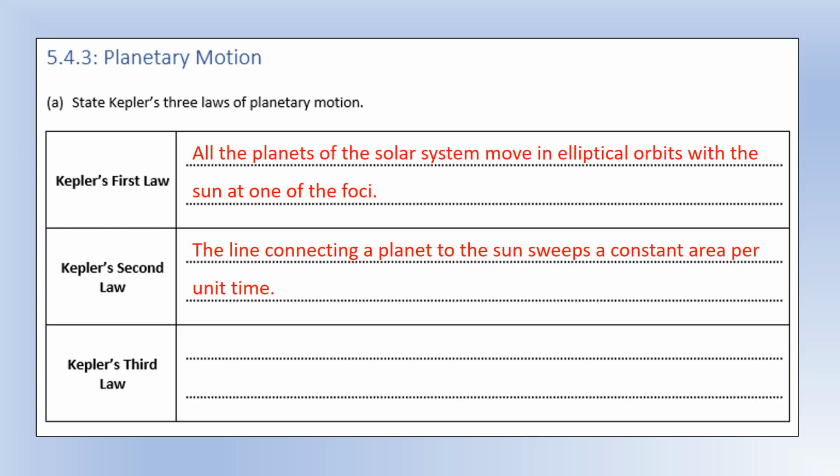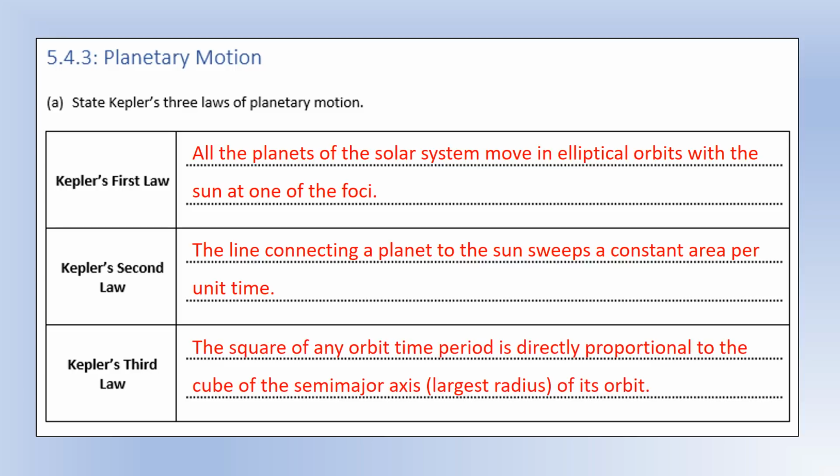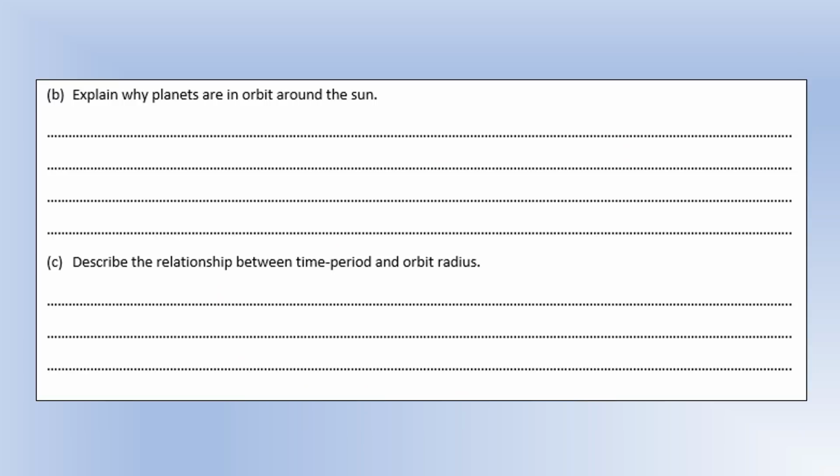The second law states that the line connecting a planet to the Sun sweeps a constant area per unit time. So you kind of have to draw a picture, so you can draw a radius, and then a period of time later, the radius will be in a different direction, and the area it's talking about is the area between the two radii. And then the third law, which is probably the most commonly used one, says that the square of any orbit time period is directly proportional to the cube of the semi-major axis, which means the largest radius of its orbit, which is a useful relationship.